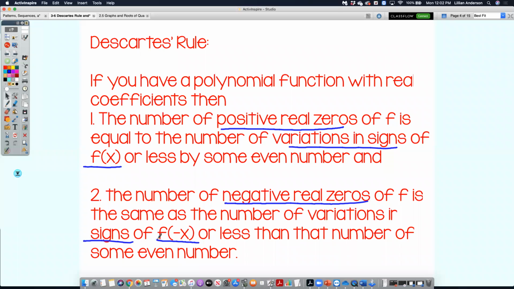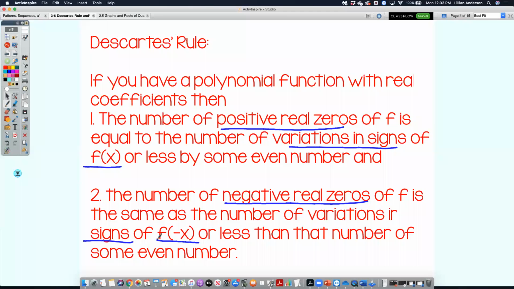So what that means is that your zeros are going to come essentially in pairs, okay? So that's why it says it's going to vary or less by some even number. Variations of signs means when you look at the original function, does it change from positive to negative, or does it change from negative to positive? If so, then that counts as a change. So then you would count those.